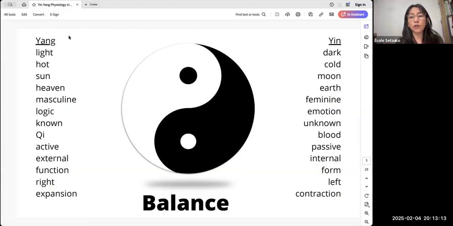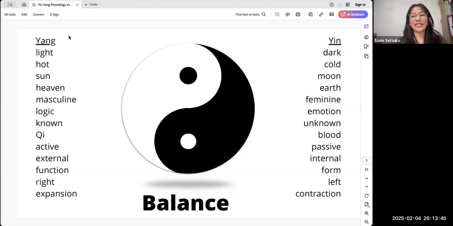Okay. When we're thinking about essence, it represents the energy or the chi. Okay. Which also means it's very active, right? Energy is active, it's more external in the outer world, and it has to do with the function of things. Okay, so again, the right side, and we're also thinking about expansion. Okay, so that's a long list of words, but basically everything that we see, we touch, we feel, everything in the universe can be categorized as either yin or yang.